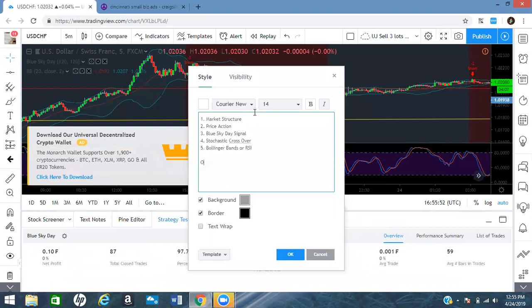And then open a trade, or place an order. If you're in a sell, obviously at the top here, at resistance with the blue sky day signal and stochastic cross. Okay, so that's what you're looking for. Again, it's going to meet support or resistance. You're looking for the blue sky day signal and you're looking for the stochastic cross. Okay, and then obviously price action will move with that.